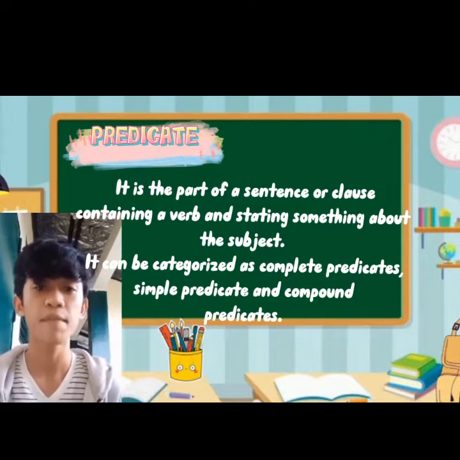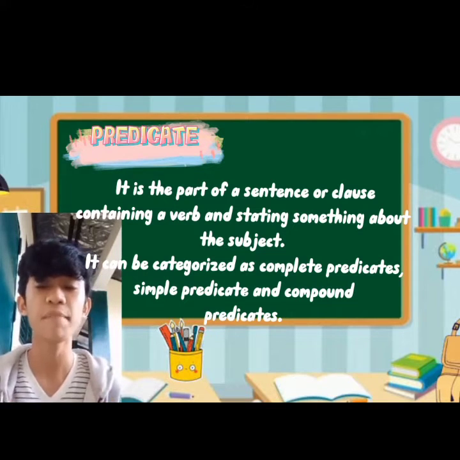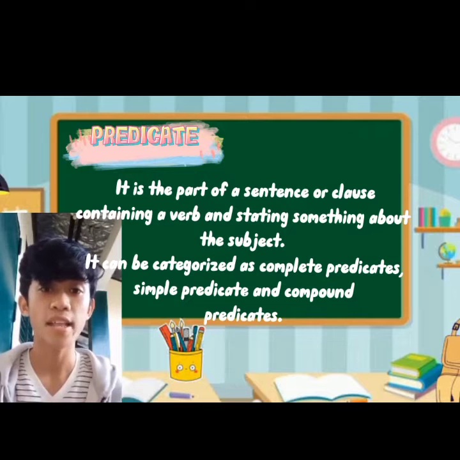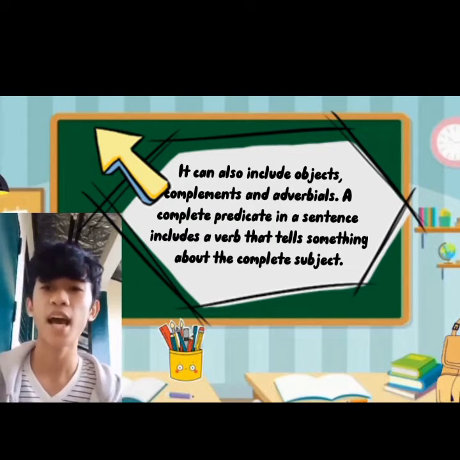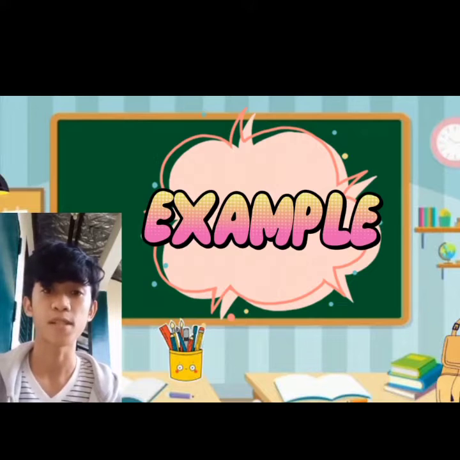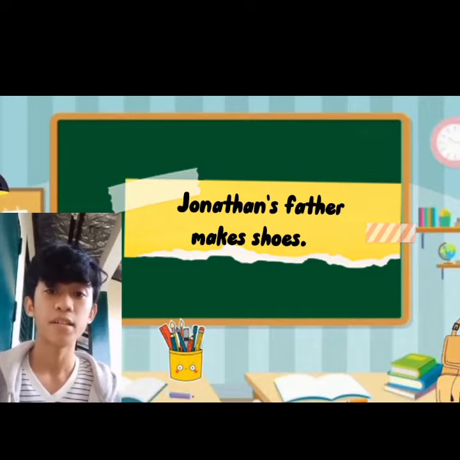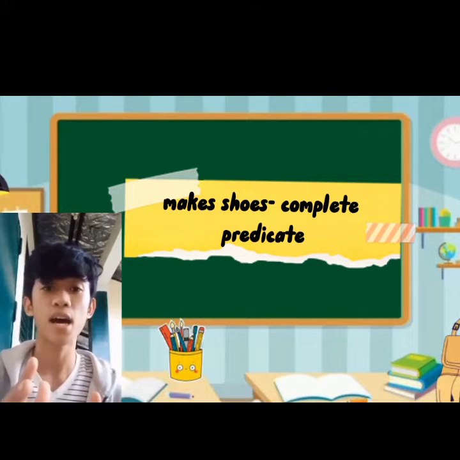A predicate is a part of a sentence or clause containing a verb and stating something about the subject. It can be categorized as a simple predicate, complete predicate, and compound predicate. It can also include the object, complements, and adverbials. A complete predicate in a sentence includes a verb that tells something about the complete subject. Example: Jonathan's father makes shoes. Makes shoes, that is the complete predicate.